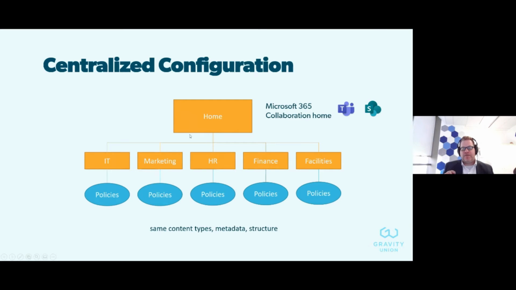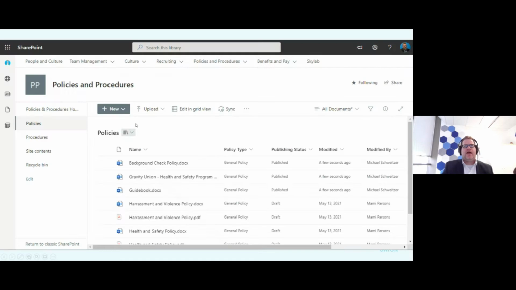Now, a centralized configuration will ensure that we're reusing our policies across all of our SharePoint implementation and have that consistency. We have the same user experience, we have the same configuration. And so every site is going to look exactly the same from that standpoint. We'll have the same solution deployed across the enterprise for IT policies and HR policies, and so on and so forth.